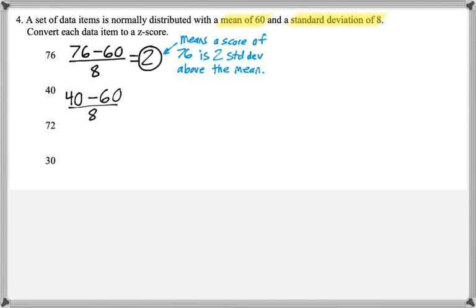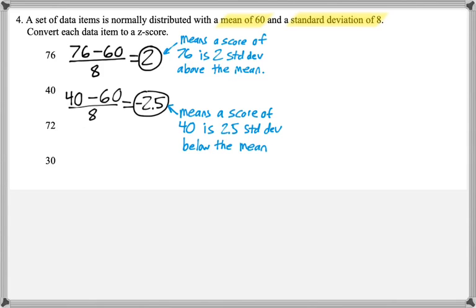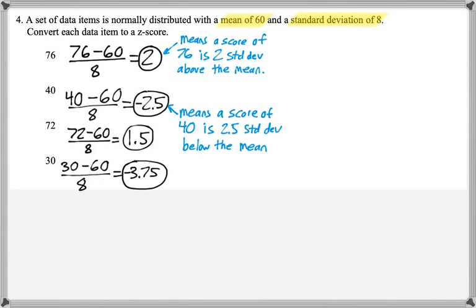40 minus 60 over 8 is equal to negative 2.5. So this means that a score of 40 is 2.5 standard deviations below the mean, or you could say to the left of the mean. Let's calculate the last two scores. 72 minus 60 over 8 is equal to 1.5, and 30 minus 60 over 8 is equal to negative 3.75.